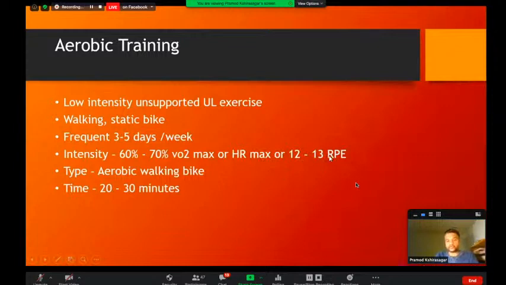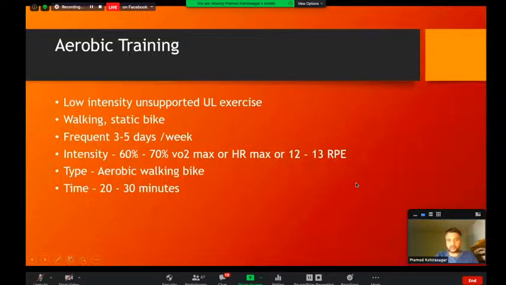The Borg scale of perceived exertion is from 0 to 20. When they exercise at moderate intensity, that is 12 to 13, they feel it as moderate intensity, especially the patients who are on beta blockers. You cannot use heart rate to check the intensity. You should check the subjective perceived exertion, that is 12 to 13, is the range.